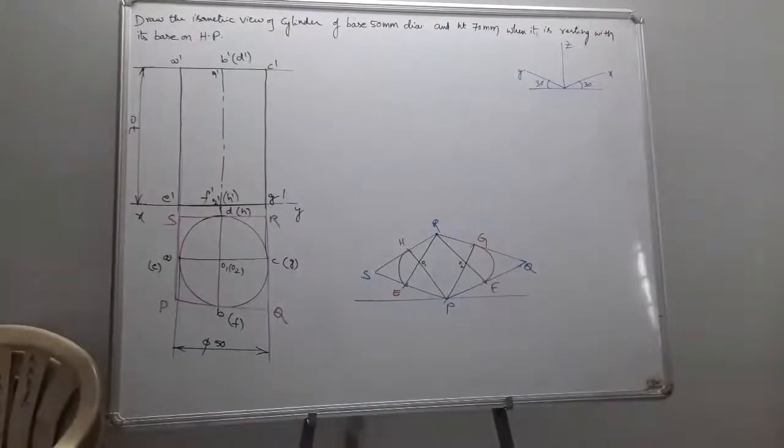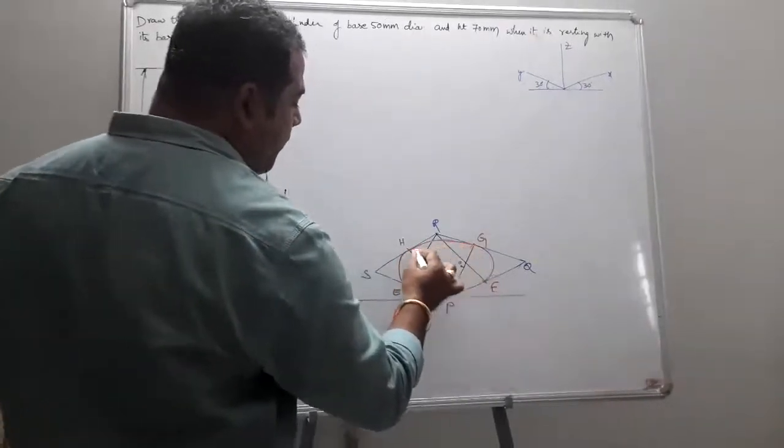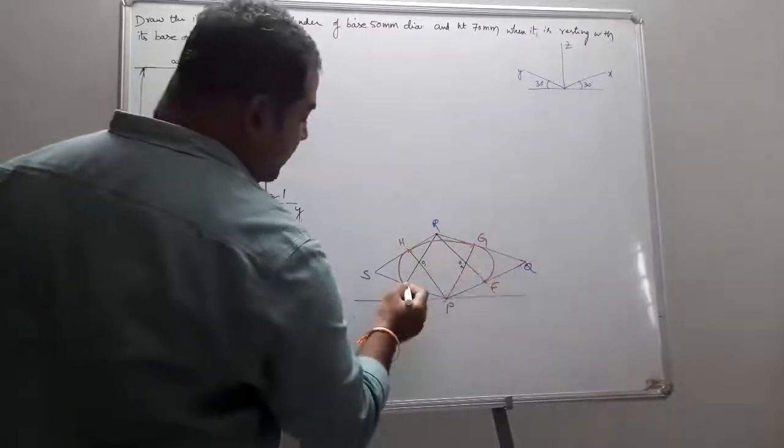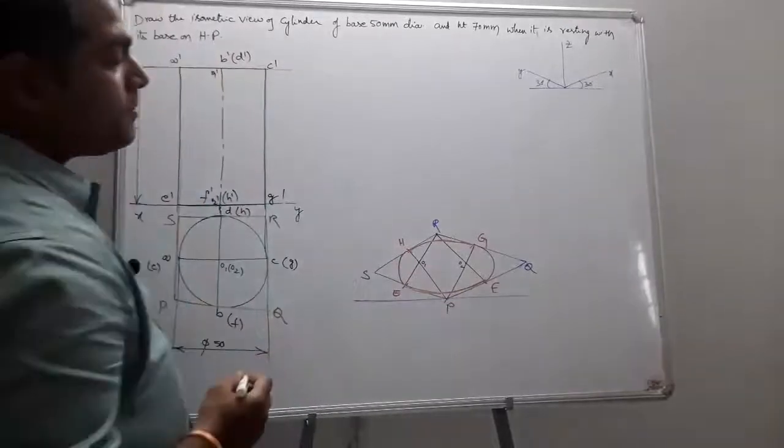So let us see. I join O1 as center, O1H as radius, and draw an arc. O2 as center, O2G as radius, draw an arc. Now P as center, PH as radius. Next R as center, RE as radius. You obtain it like this. Okay.